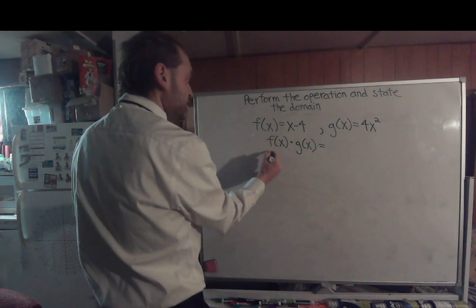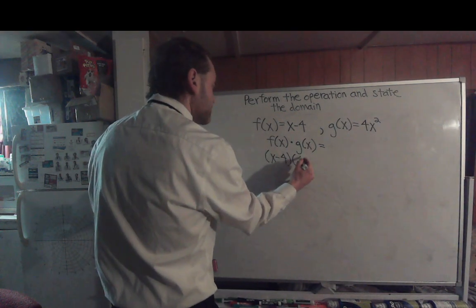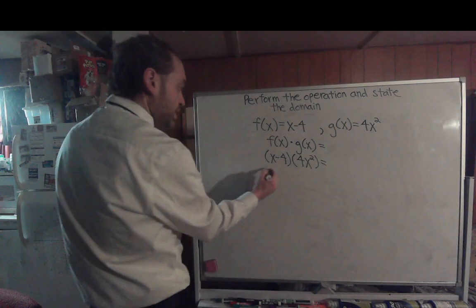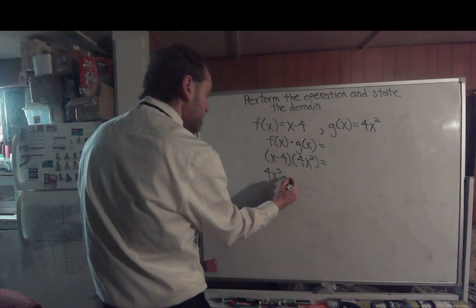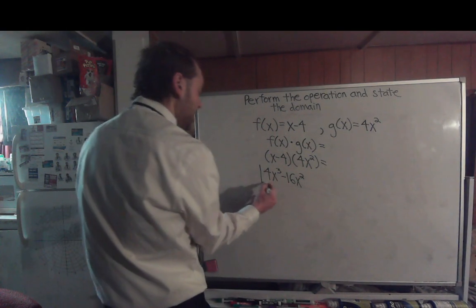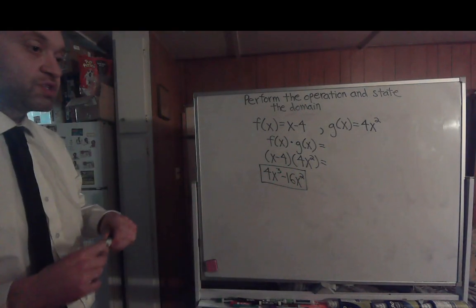So this is going to end up being the quantity of x minus 4 times the quantity of 4x squared, which would end up being 4x to the third minus 16x squared. And that would be what you get. You'd end up getting 4x to the third minus 16x squared.